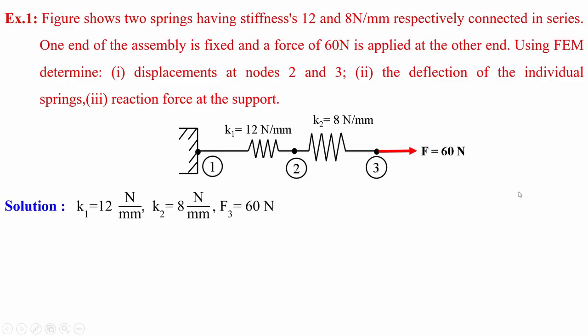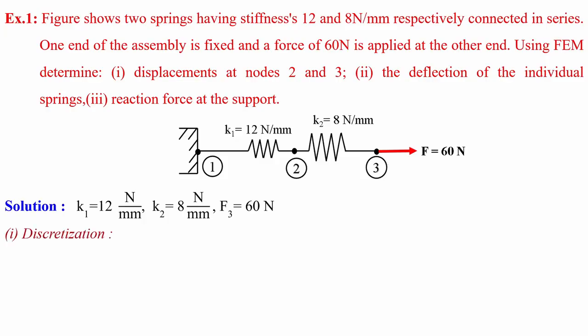We have been given the two springs. So let us consider this as element 1. This is element 2. So K1, which is the stiffness of spring 1, is given as 12 Newton per millimeter. K2 is the stiffness of element 2, which is 8 Newton per mm. And F3 is the force acting at node 3, which is given as 60 Newton.